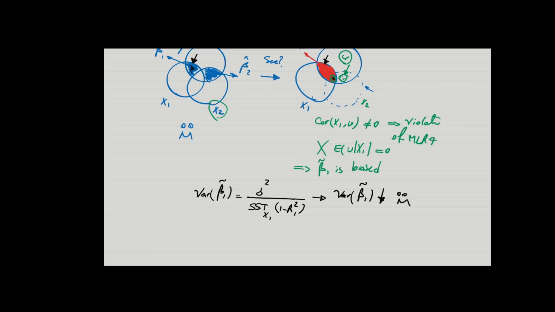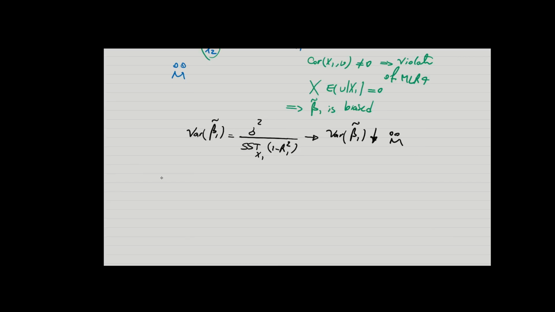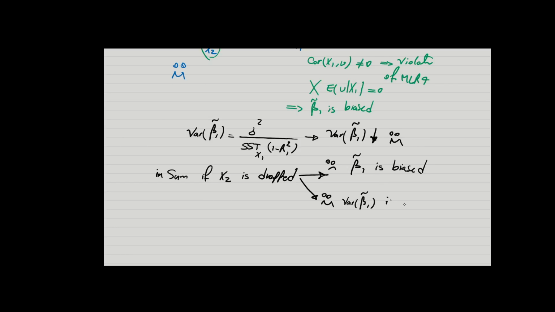Do you see what's the trade-off here? So if I drop x2 from the model, in sum, if x2 is dropped, we have two effects, bad news and good news. The bad news is that beta tilde 1 is biased. The good news is that because we use more information, the variance of beta tilde 1 is smaller.